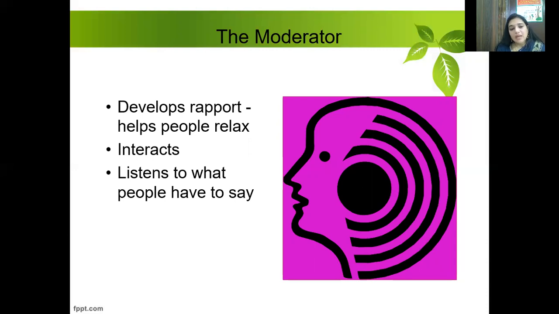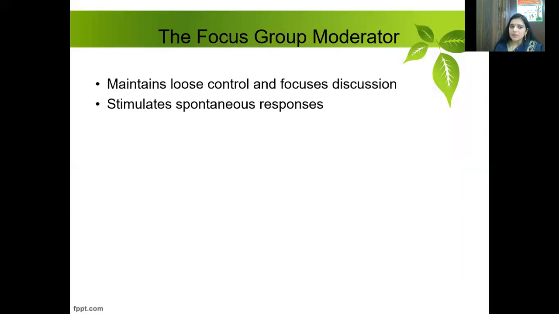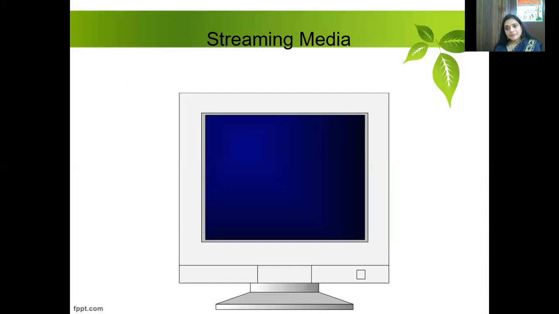Then he listens to what people have to say. He has to listen to people very carefully. Then he will make sure that everyone gets a chance to speak. For example, there might be a person in the group who is not talking much, who is not sharing his views. Then the moderator can help in that. And the focus group moderator maintains loose control and focuses discussion. He will maintain control, but not 100%. And then he will be focusing on discussion. He will try to take the discussion towards the topic he actually wants to discuss, then stimulate spontaneous responses.